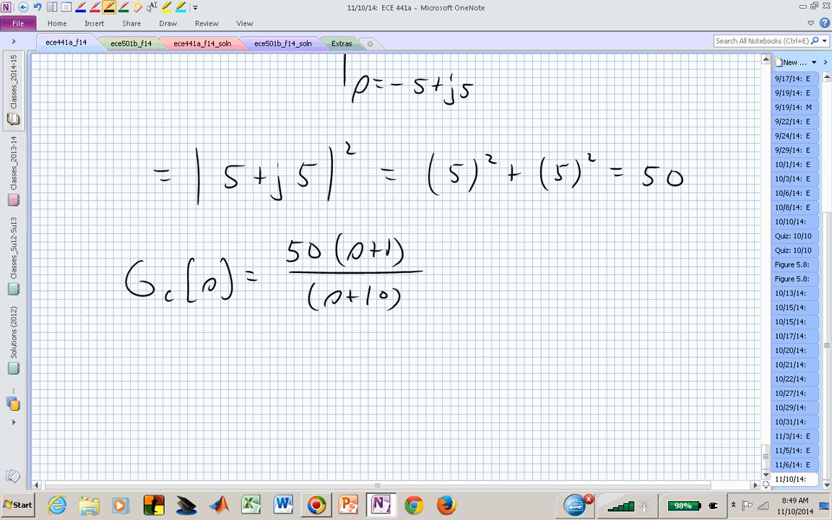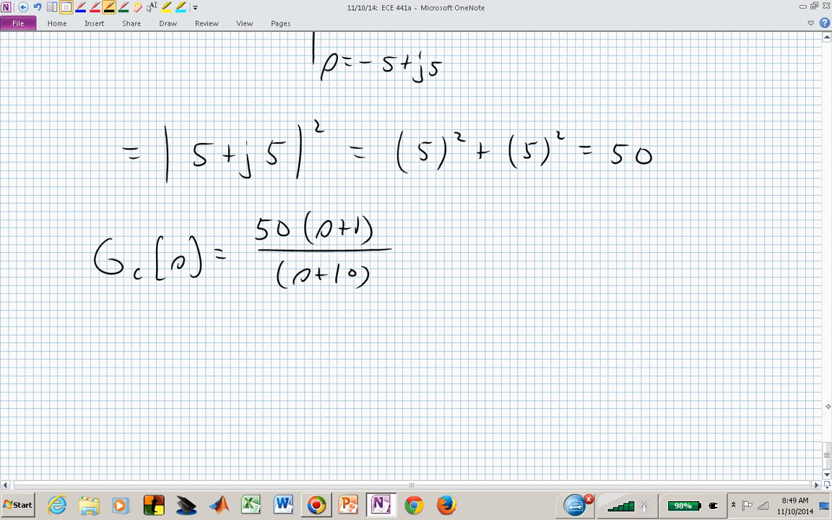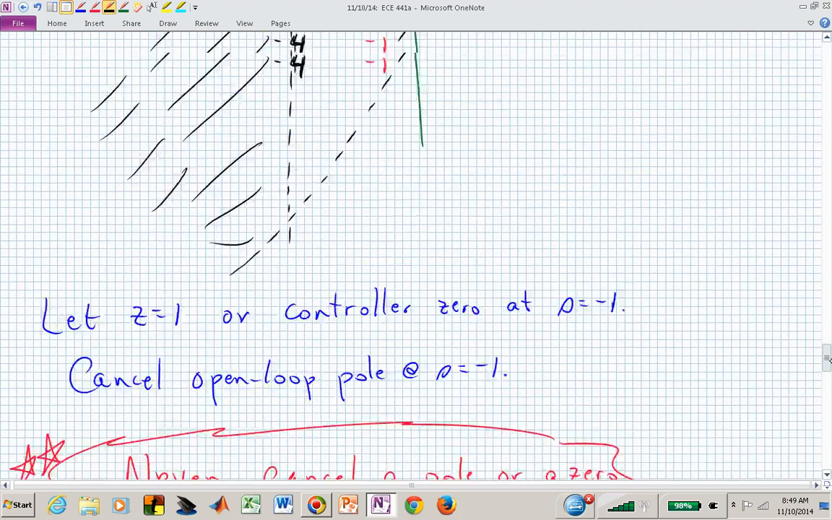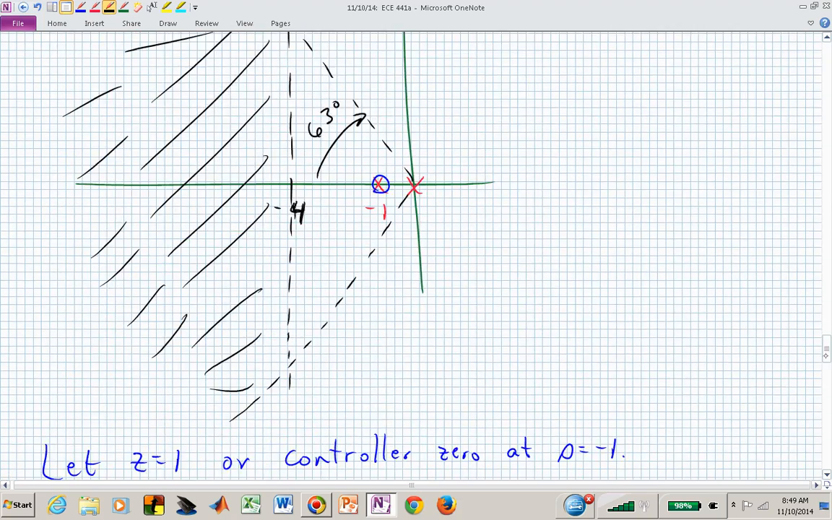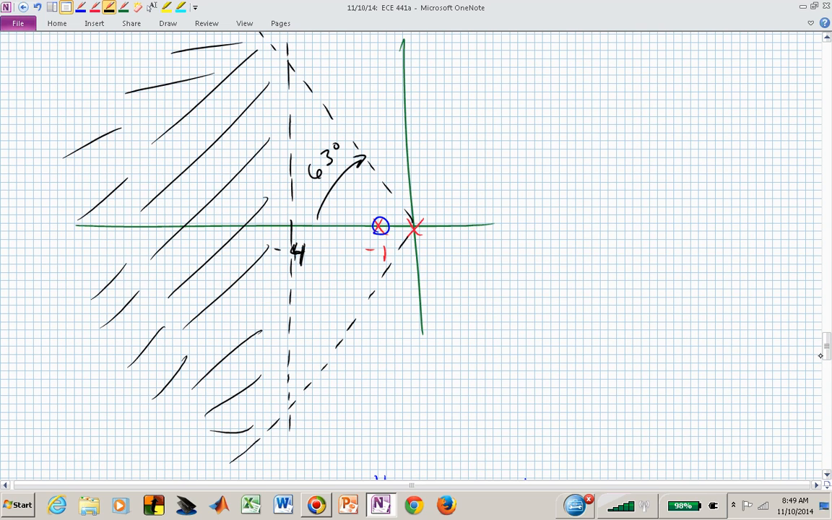So now the question is a good question. The question concerns, what if, or is this design robust? How much time do we have? So what did we just do? We just put in our pole over here at minus 10, didn't we? The question is, you maybe don't have your system modeled very well. Maybe your pole is not really at minus 1. Maybe it's at minus 0.9, or maybe it's at minus 1.1, and you've now located your controller zero right at minus 1.